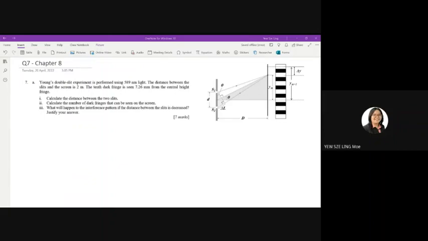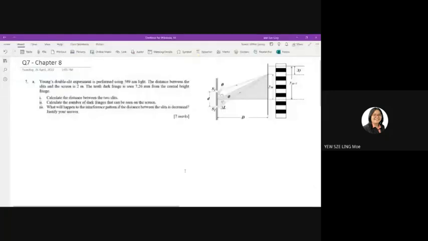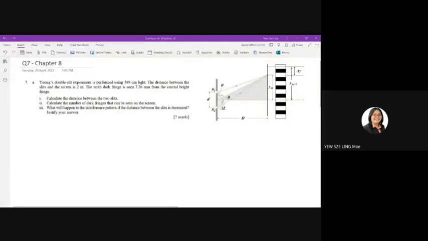Okay, so let us continue with question 7, the last question in your quiz. Question 7 is coming from chapter 8. Now let's see how we are going to solve this question. First of all, you have to remember that in chapter 8, we have 4 subtopics: the first is Young double slit, the second is thin film, the third is single slit diffraction, and the last one is diffraction grating. Once you are able to identify what type of effect you're looking at, then you should be able to select the right equations.